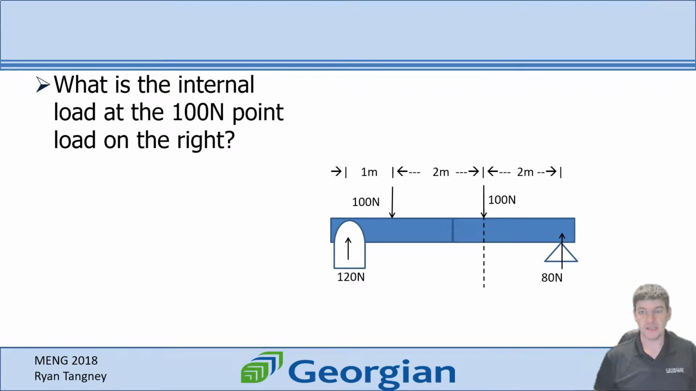So let's take that same beam and now ask ourselves, we looked at it in the middle, what would happen if we looked at a different point? So why don't we look at what is the internal load at the 100 Newton point load on the right hand side? So if we sliced it there, what would be our V and M, the internal loads at that point?